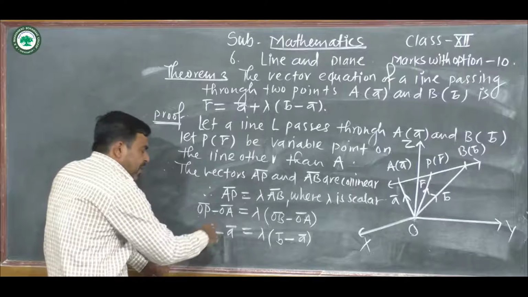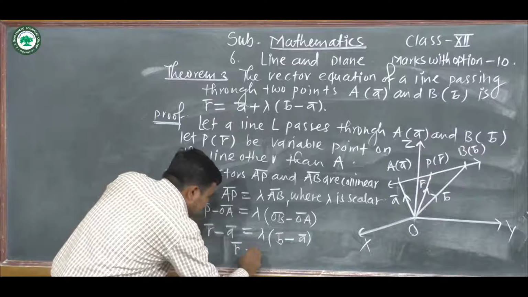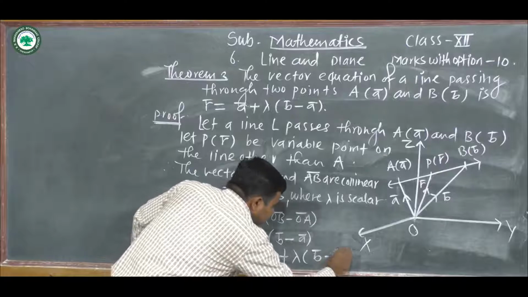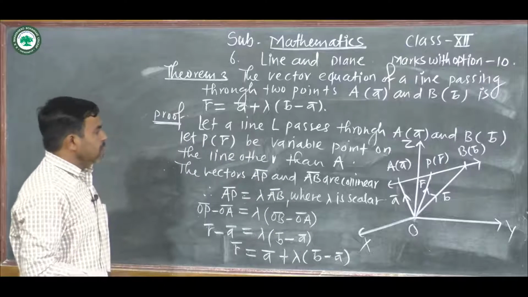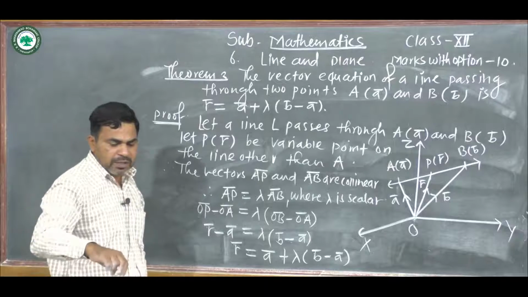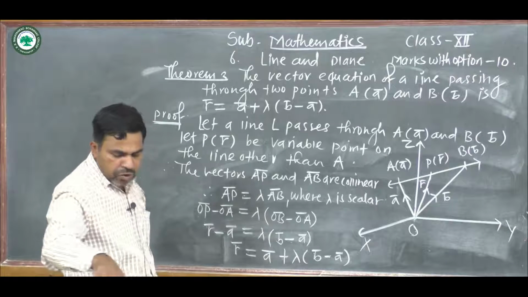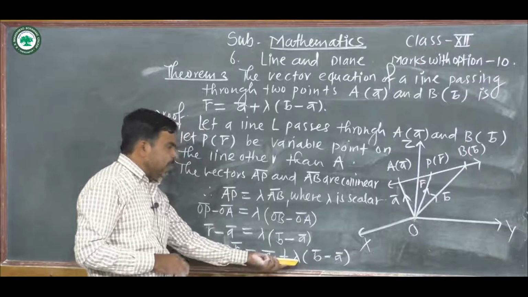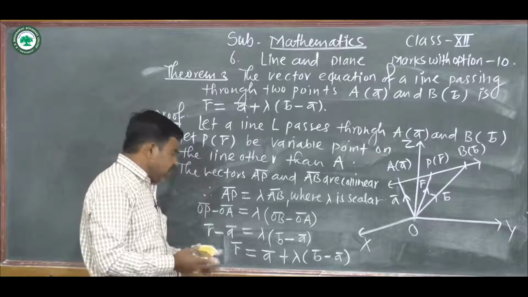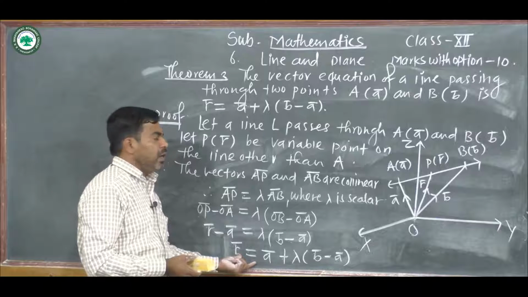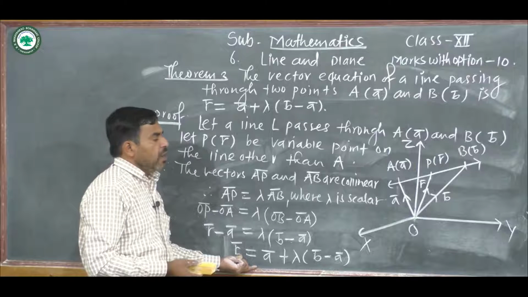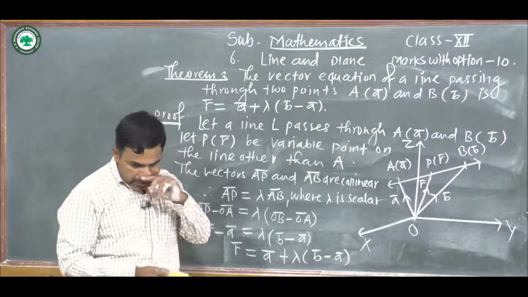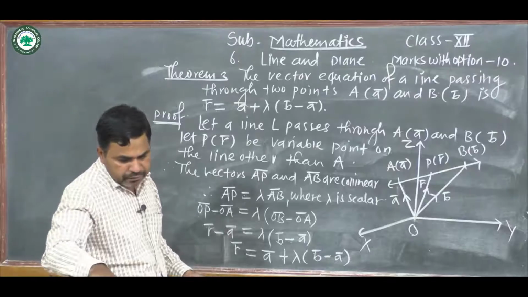Shift this minus A bar to the right hand side. So we get R bar is equal to A bar plus lambda into (B bar minus A bar). This is the vector equation of a line. Now in this equation, lambda is present, lambda is a parameter, so this equation is also called the parametric vector equation of a line.